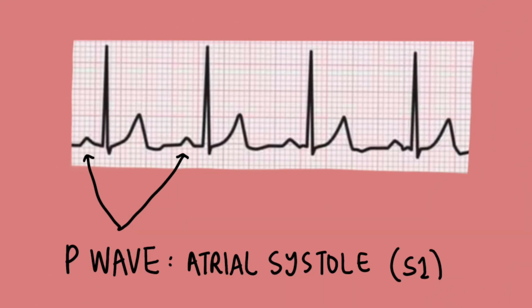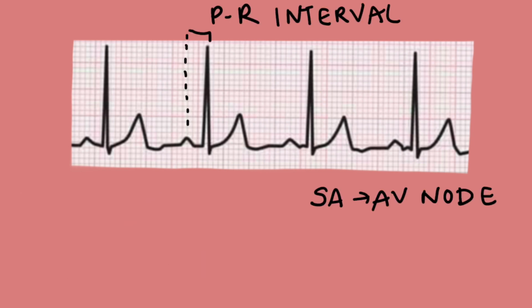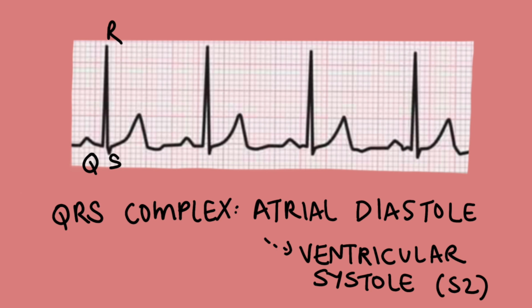In this graph, the first thing you'll see is the P wave. This represents atrial systole, aka S1, or the lub of lub-dub if you're auscultating for heart sounds. The PR interval is the time when signals are transferred from the SA to the AV node. The spike is called the QRS complex, which represents atrial diastole, and quickly thereafter ventricular systole, which is the S2 or the dub sound if you're auscultating.